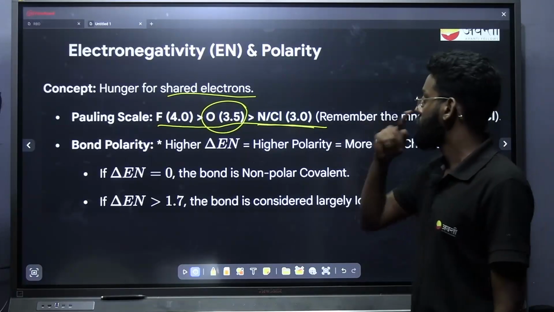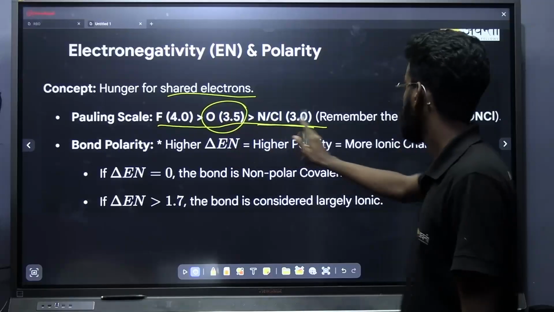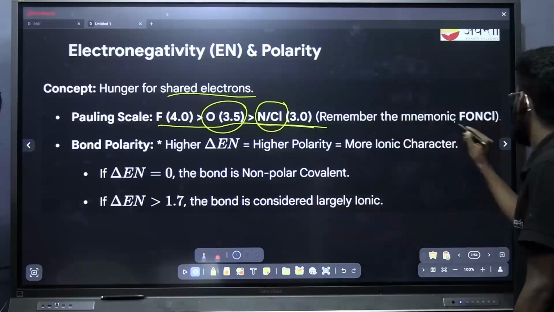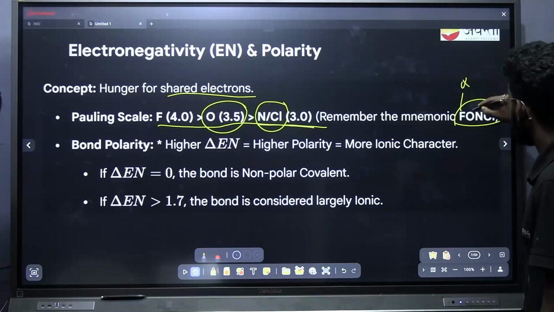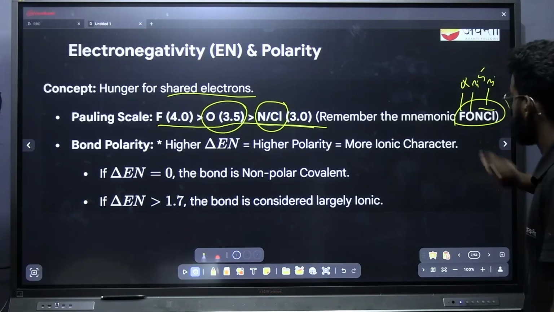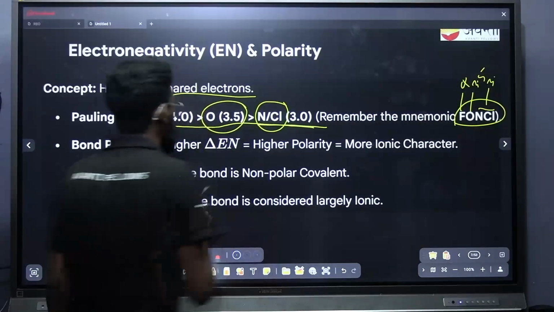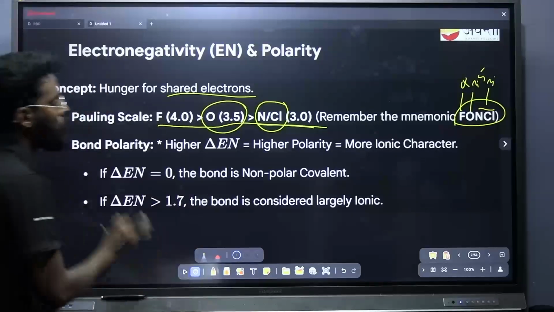Okay, so for electronegativity, fluorine comes highest, then oxygen, then nitrogen and chlorine. Nitrogen and chlorine have the same electronegativity. You can remember this mnemonic, phone call. Highest is for fluorine, then oxygen, then nitrogen and chlorine the same, that is 3. Phone call. Okay. Now using the electronegativity value, we can predict whether the compound is polar, non-polar or ionic.